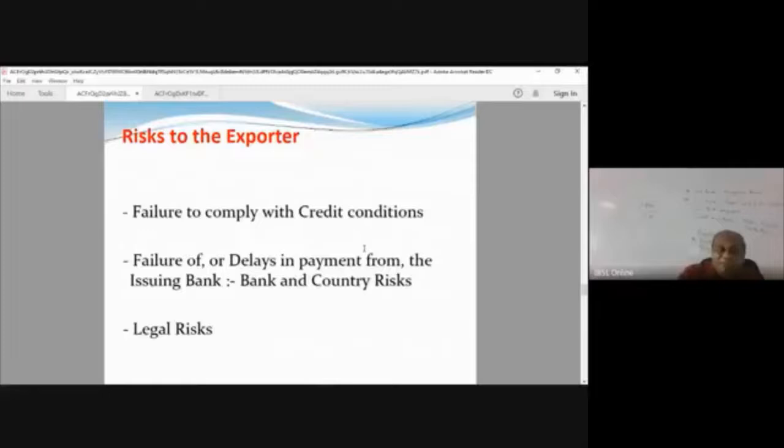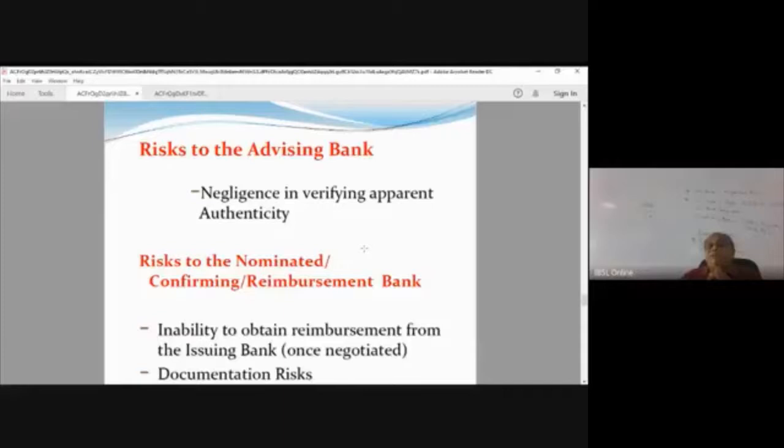Risk to the advising bank. What are the risks to the advising bank? Negligence in verifying apparent authenticity. What do you mean by that? Negligence in verifying apparent authenticity.